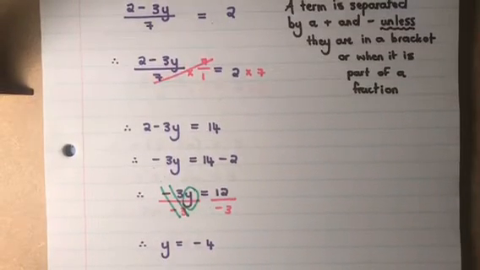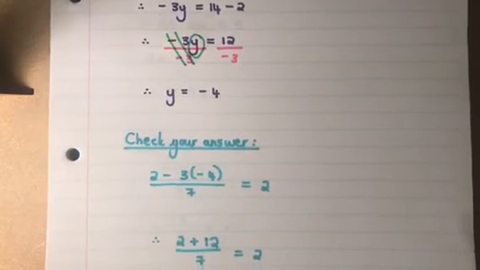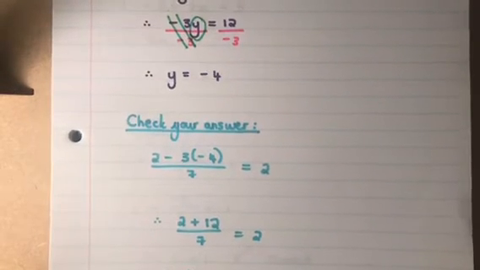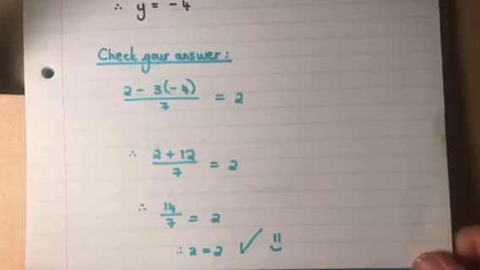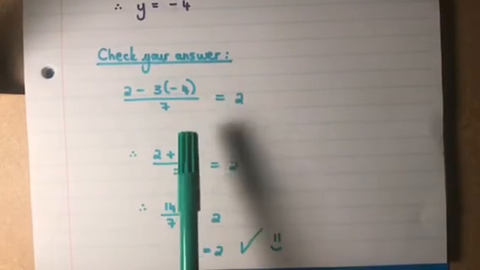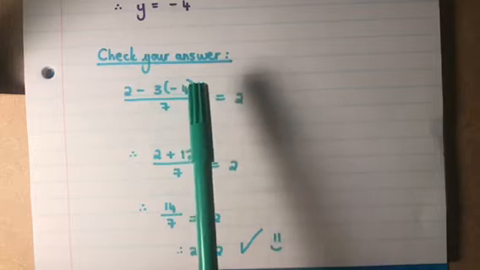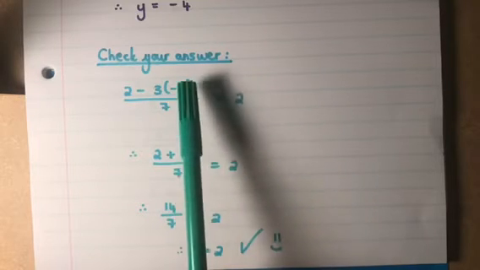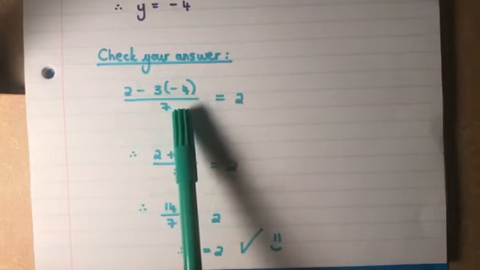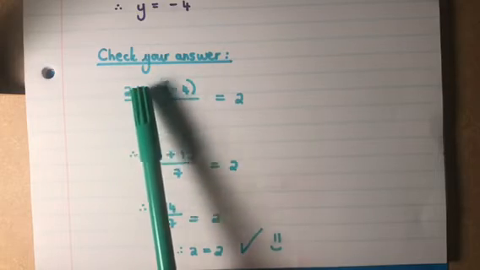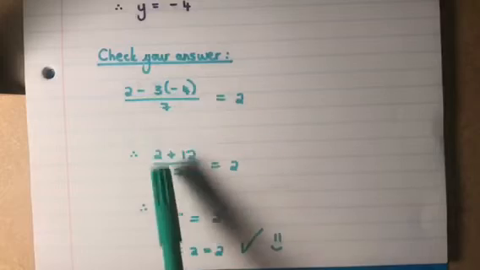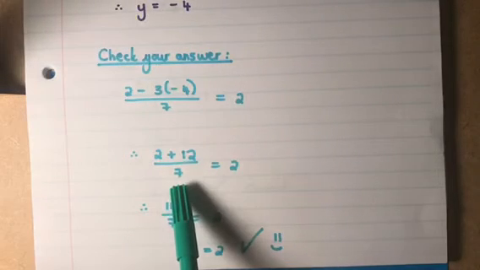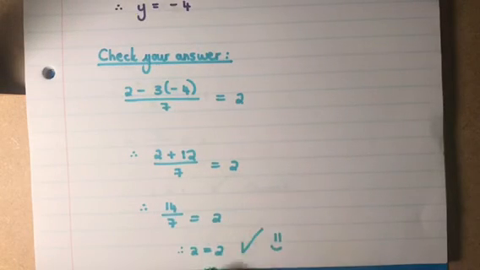Okay, quickly, you can check your answer. You substitute the y in there. Sorry, it was a y. In place of the y there, you put a negative 4. So 2, a negative times a negative is a positive, 3 times 4 is 12, divided by 7. 2 plus 12 is 14. 14 divided by 7 gives you 2.